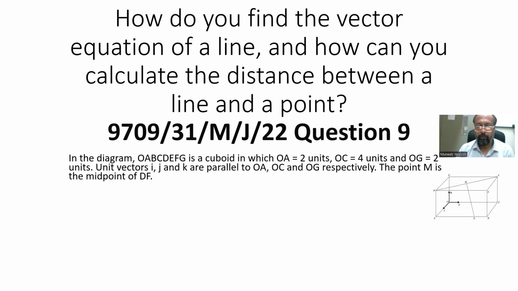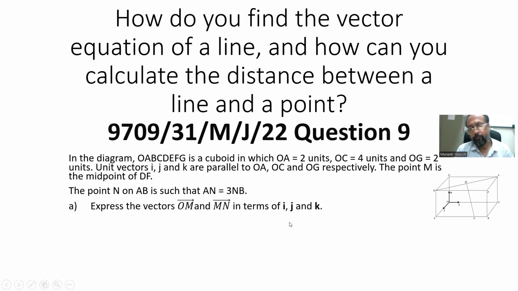So they have given us a cuboid, and in that cuboid, OA is 2 units, OC is 4 units, and OG equals 2 units. They have told us that M is the midpoint of the diagonal DF. Similarly, N divides line segment AB in such a way that AN equals thrice NB. So what are the requirements of the question?